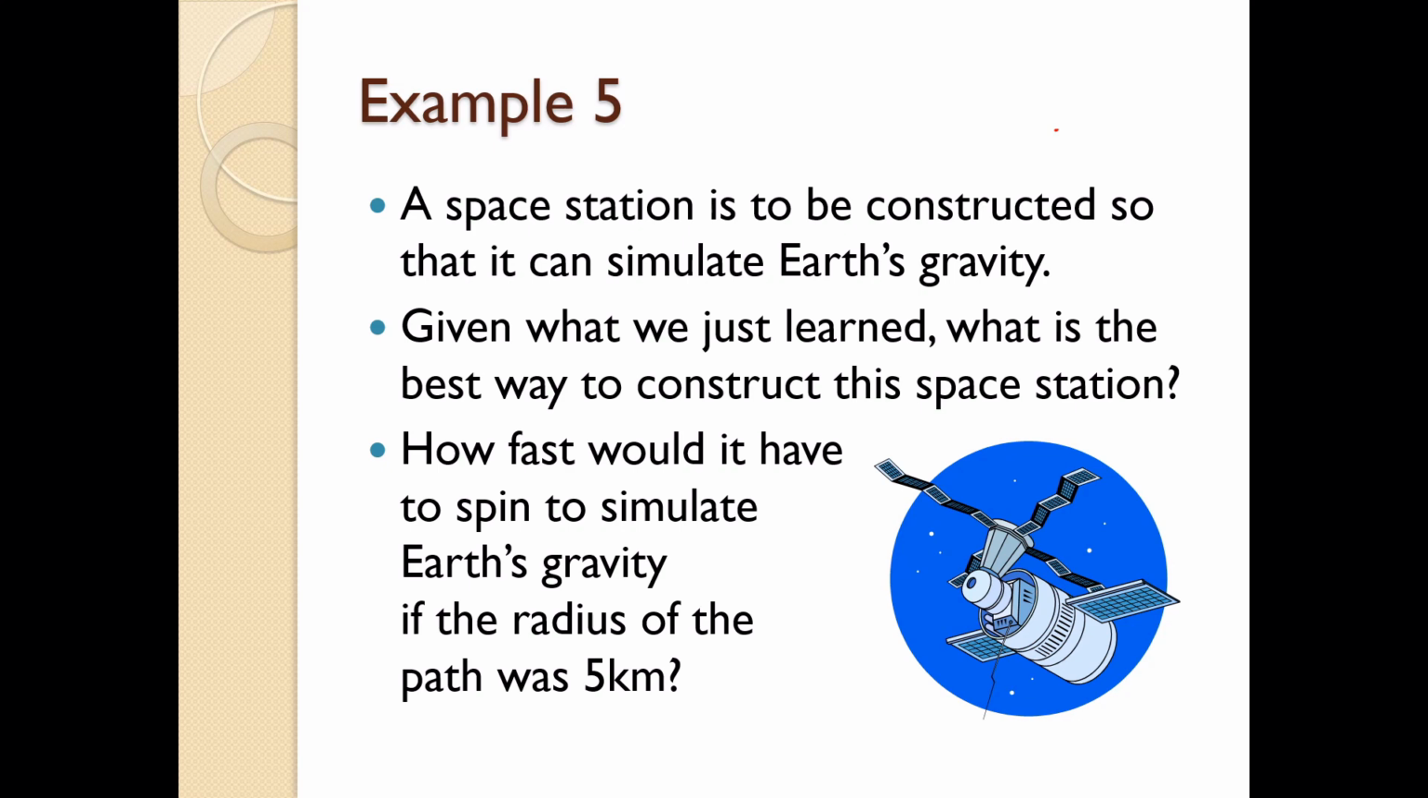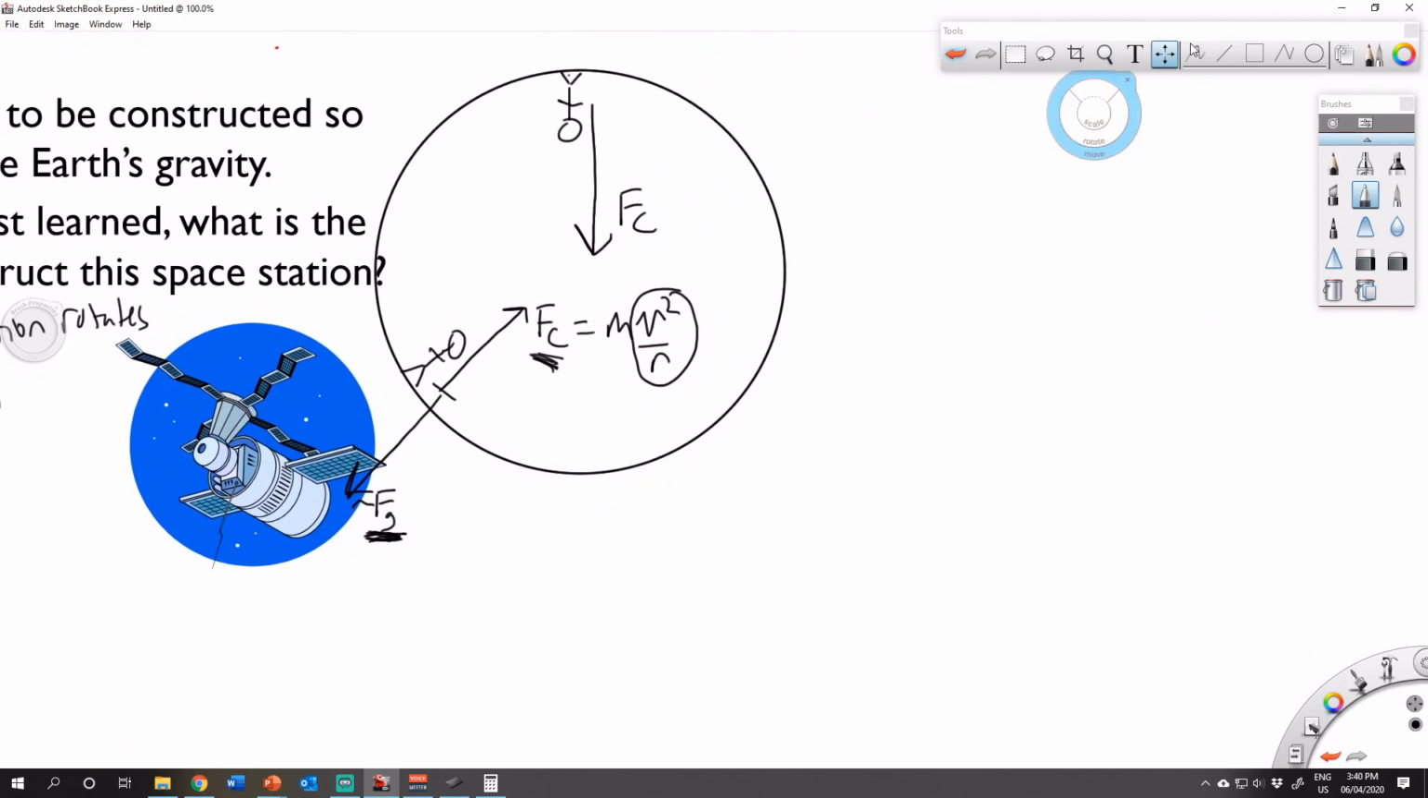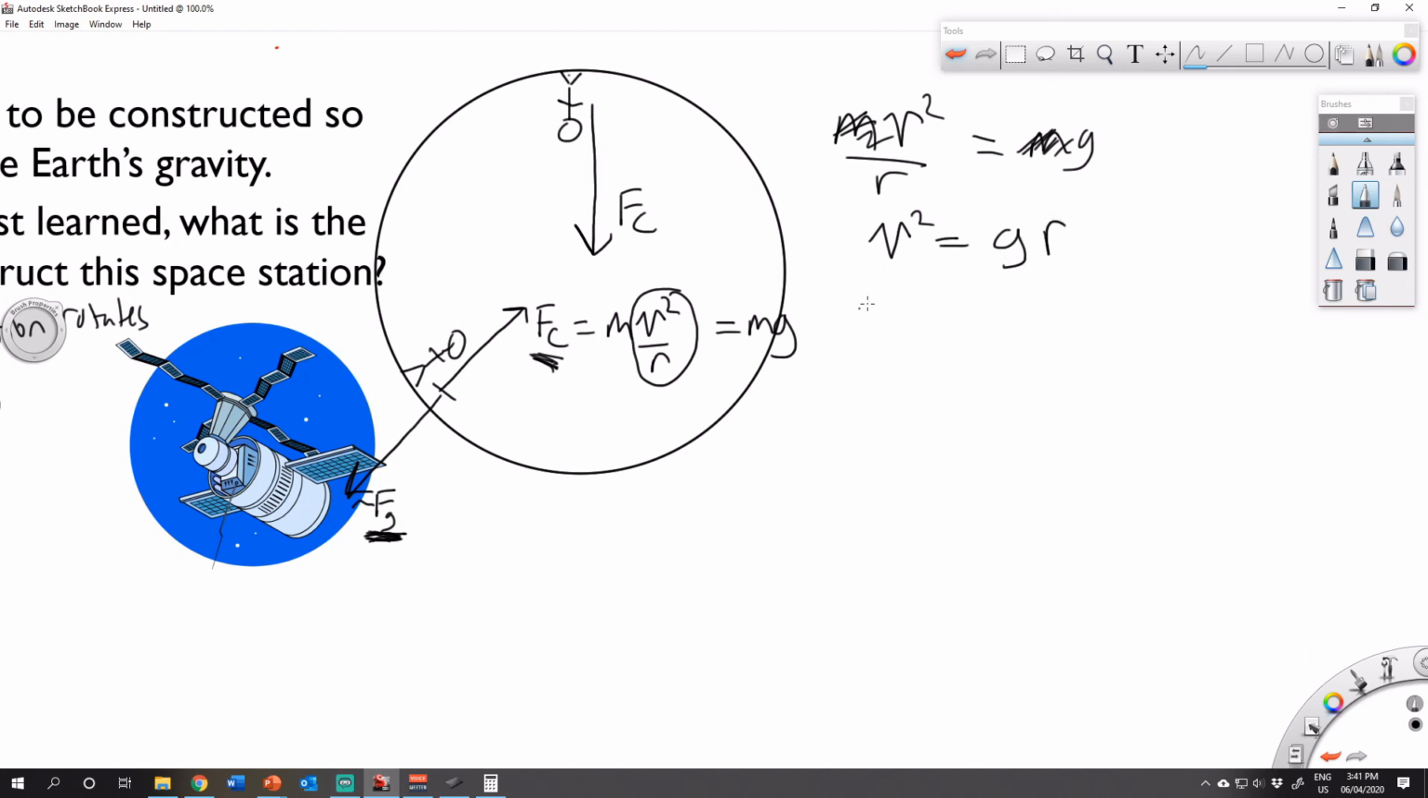Now let's just do this. How fast would I have to spin to simulate Earth's gravity if the radius was 5 kilometers? I already have this set up here. And this has to equal the force of gravity. Let me clean it up over here. v squared over r must equal the force of gravity. Thankfully, masses cancel out, which is really important.